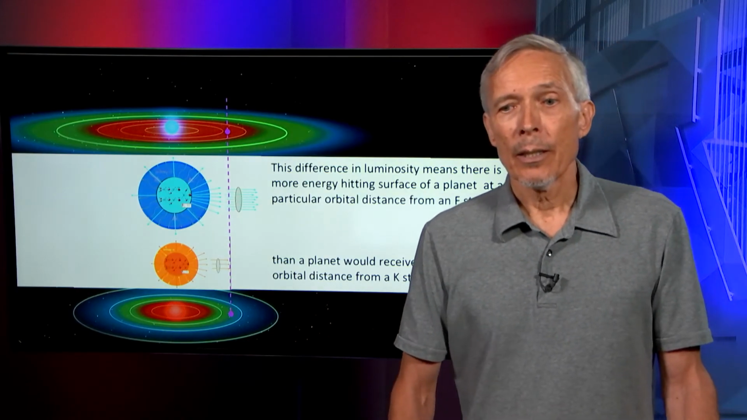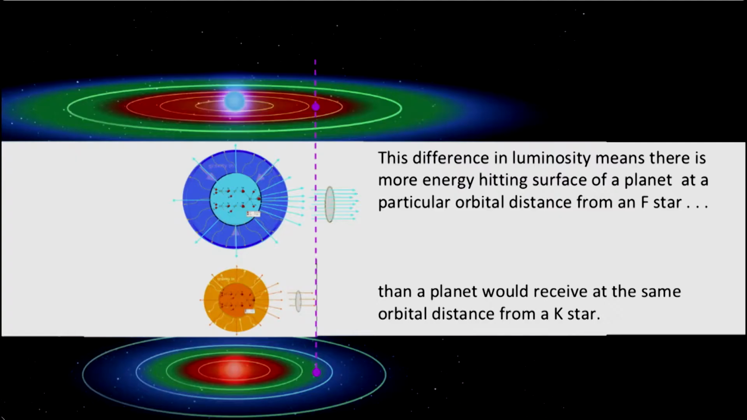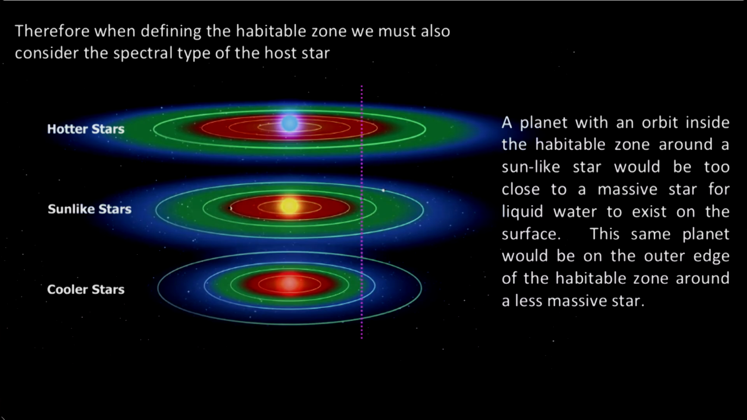This difference in luminosity between high and low mass stars means there is more energy hitting any particular patch of the surface of an exoplanet at a particular distance from different stars. This calculation is done using models of stellar luminosity and then the inverse square law to work out how the radiation flux at the surface of a planet depends on distance from the star. And this leads to the standard definition of a habitable zone.